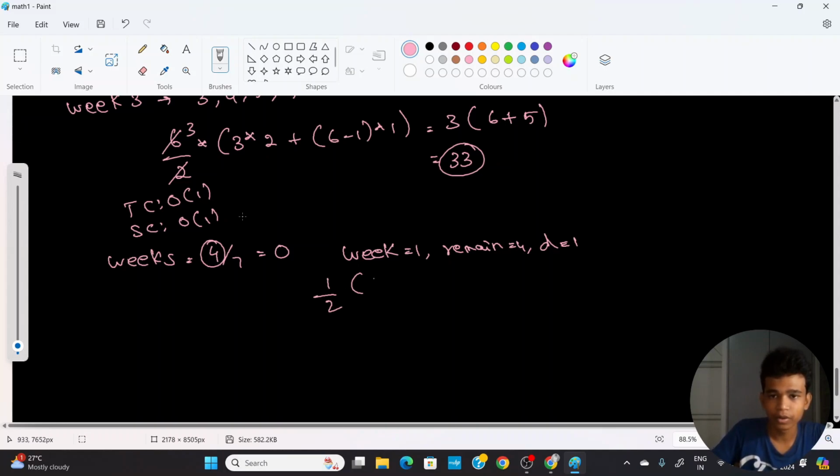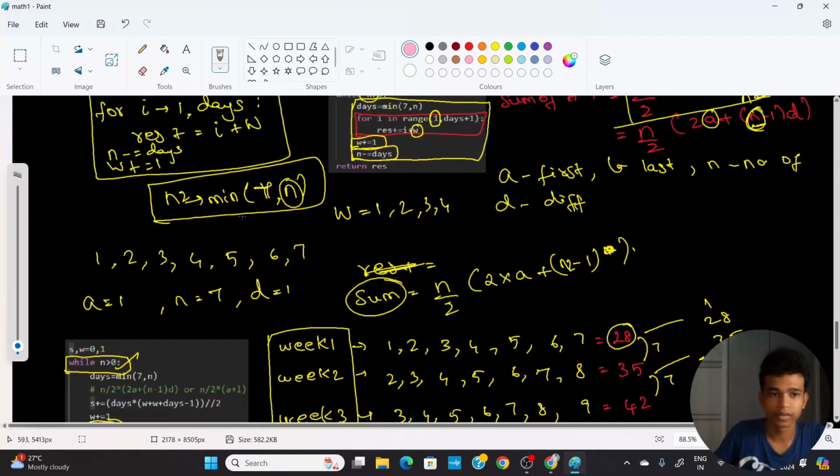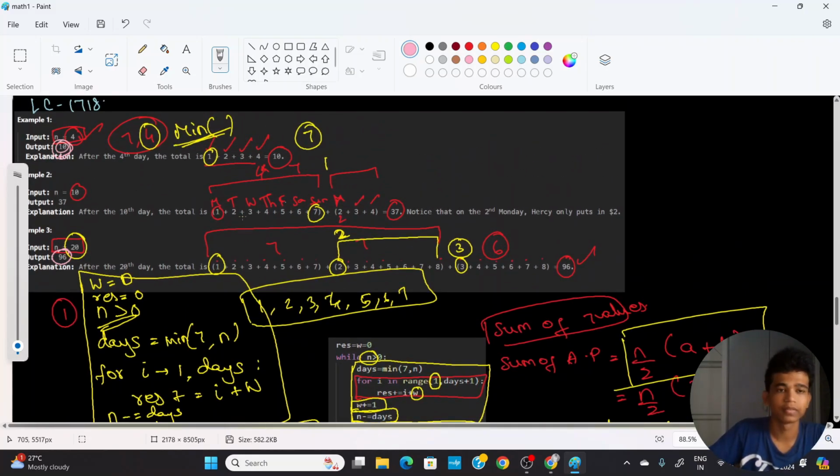Now again 2 into a. What is the starting point? It's the week, right? So 2 plus n minus 1. What is n minus 1? It is 4 minus 1, which is 3. Now this is equal to 4 by 2 into 2 plus 3, which is 5. Small mistake, see here: it is 4, right? Now it will be 2 into 5, which is equal to 10. So 10 is going to be my answer.